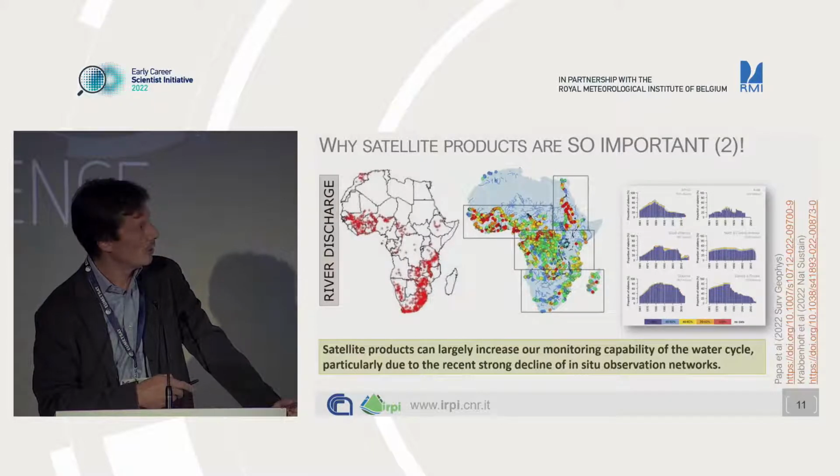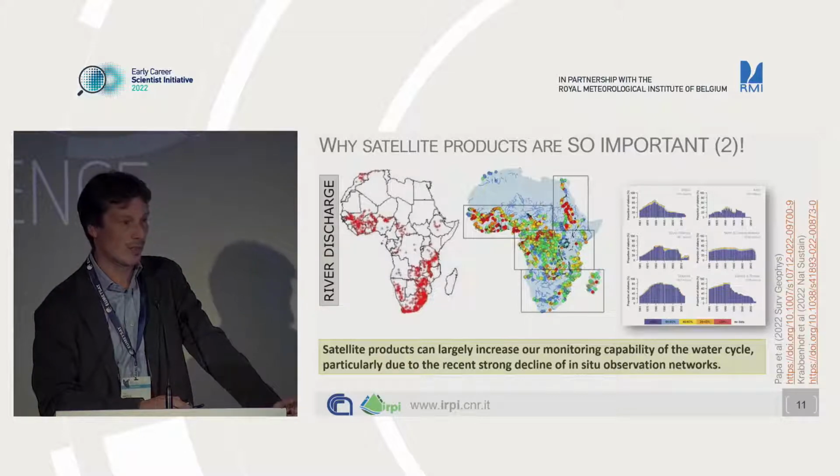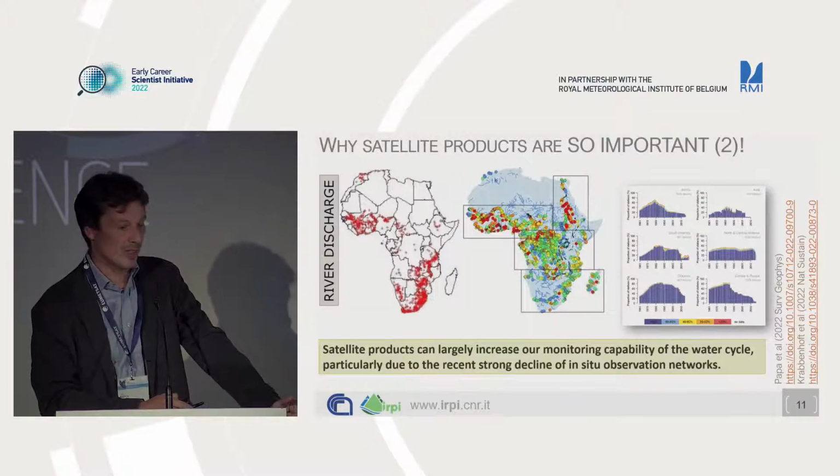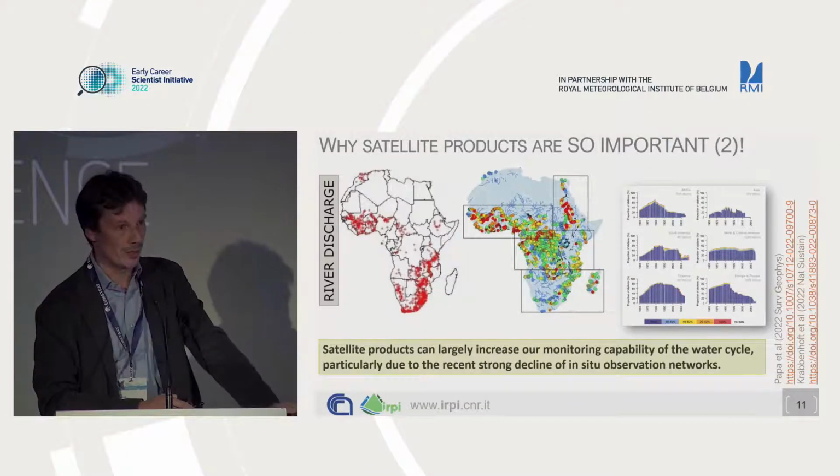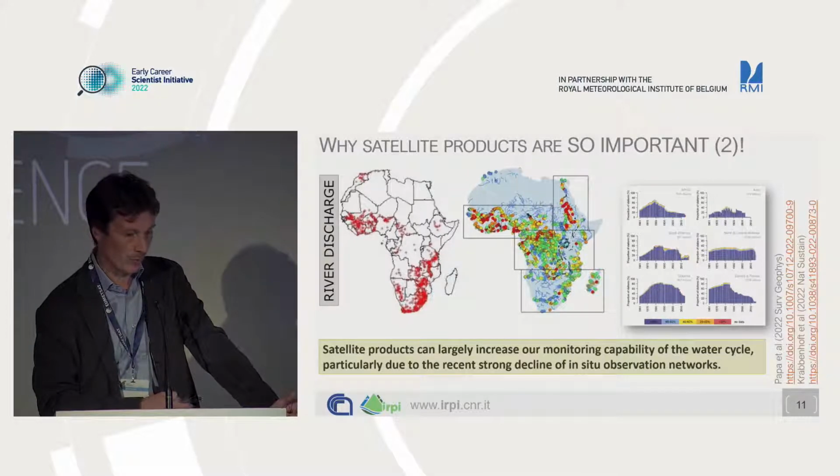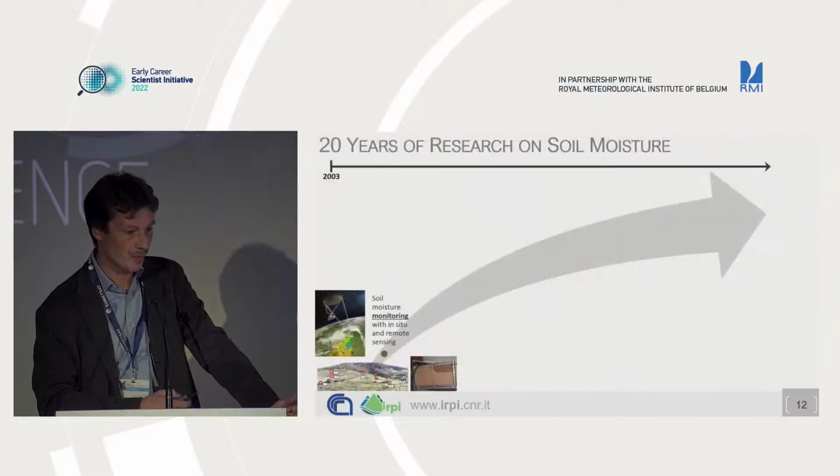Probably you don't see the label, but it's for different continents. This is the example for Africa. On the left, the gauging stations, but actually not all of them are now operational. And on the right, this is what we can get from satellites. So of course, by using satellite data, we can improve our monitoring capabilities.